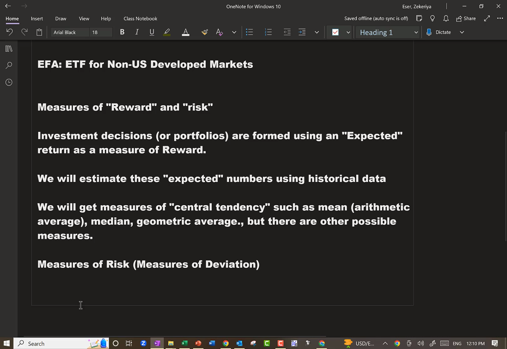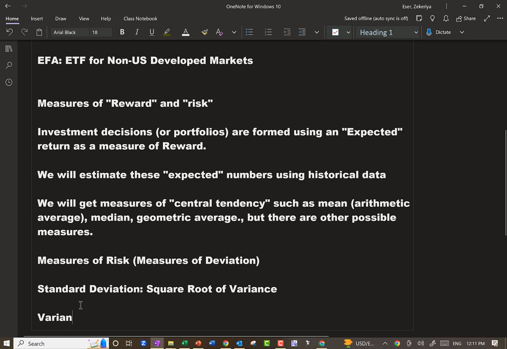The idea is just like mean is a sense of what is a typical number. The measures of risk we're going to get are what is a typical number for deviation from that. Okay, there is one number. It's called standard deviation. This is the square root of variance. And variance is the average of squared deviations from the mean.